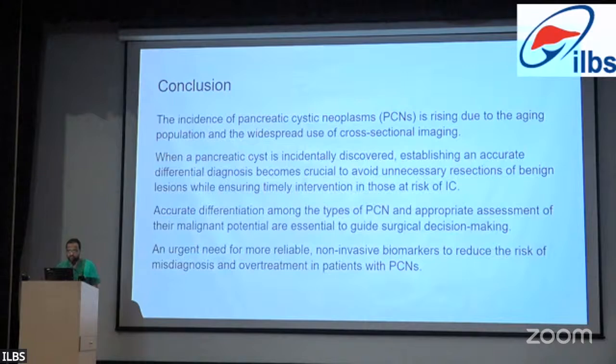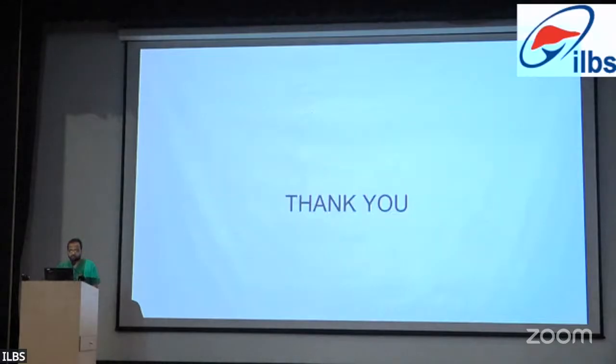The incidence of these neoplasms is rising due to the aging population and the widespread use of cross-sectional imaging. So when a pancreatic cyst is incidentally detected, establishing an accurate diagnosis is crucial to avoid unnecessary resections of benign lesions while ensuring timely intervention in those cases at risk of invasive carcinoma. Differentiation among different types of PCN and appropriate assessment of malignant potential is necessary to guide decision making. So there is an urgent need for more reliable, non-invasive biomarkers to reduce the risk of misdiagnosis and overtreatment in patients with pancreatic cystic neoplasms. Thank you.